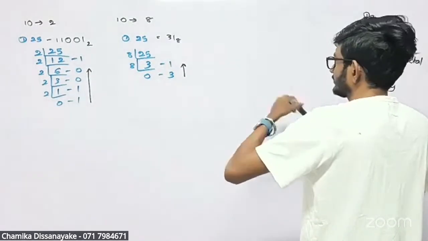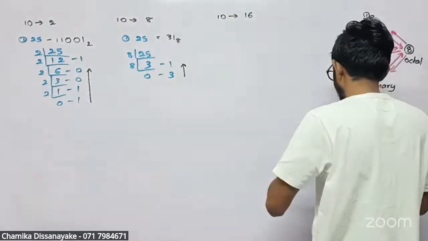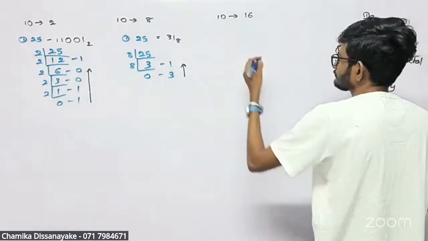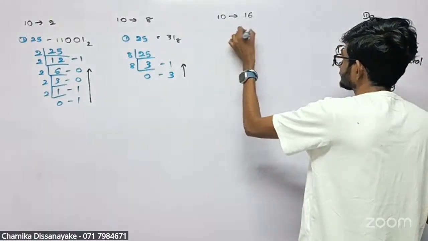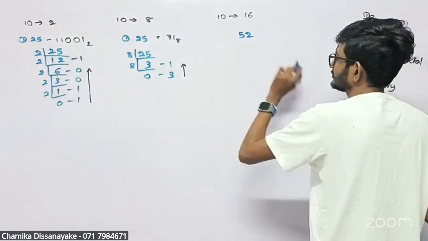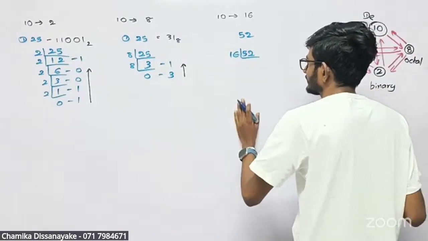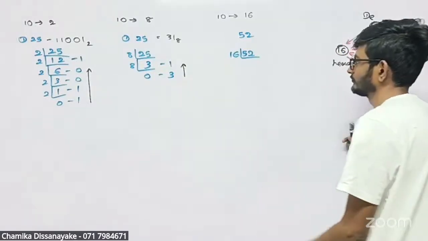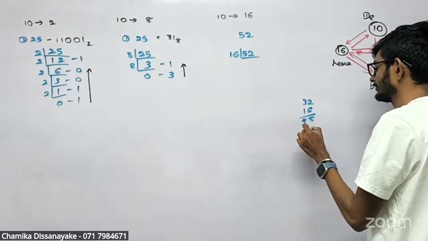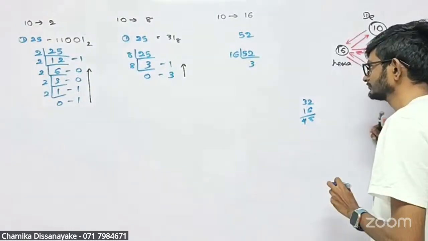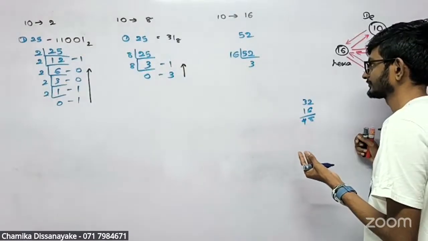The next one is decimal to hexadecimal. There is a tricky part here. The same procedure. I will write 52. 52 will be divided by 16. So what will be the answer? 3, since 16 times 3 is 48, and we have 4 as the remainder.